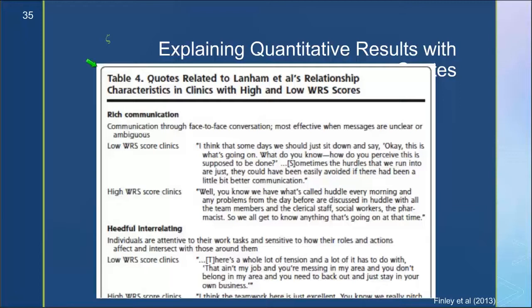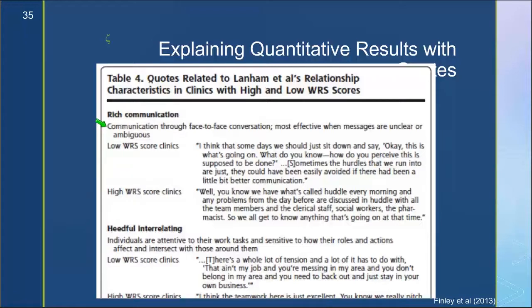So this is just an excerpt from a larger joint display, but notice a few really important characteristics of this joint display. So for one, this is organized by a conceptual model. You might think of a theoretical model as well. In this case, it's Lanham's relationship characteristics. And that's what each of these are. So rich communication, hateful interrelating, and then it continues on in the other pages.